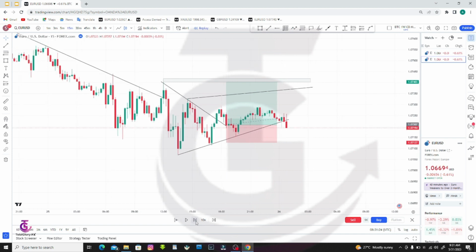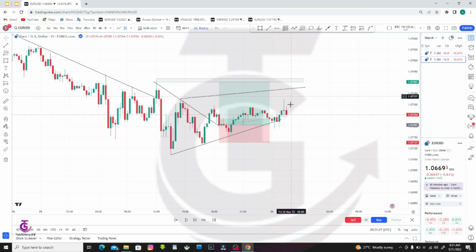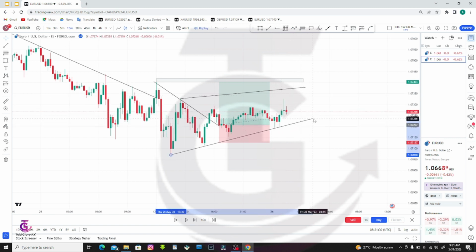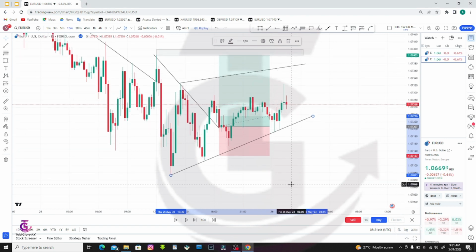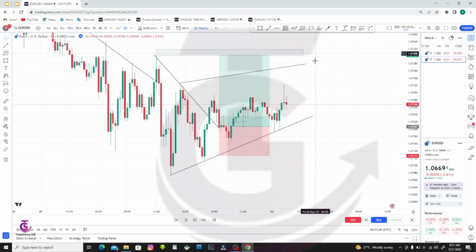It will reject. Can you see? Now you can change your trend line settings, because this is a strong point. We have rejection here, we have a rejection here, so you can adjust your trend line to follow the beta structure.